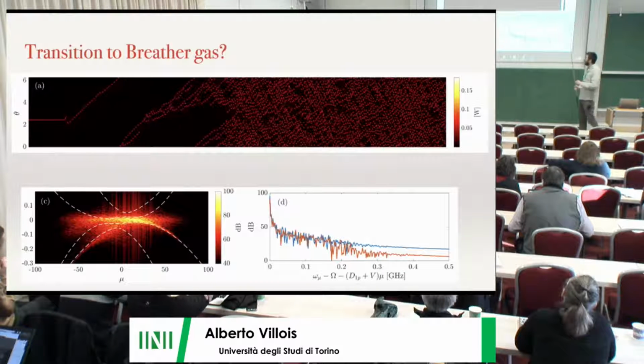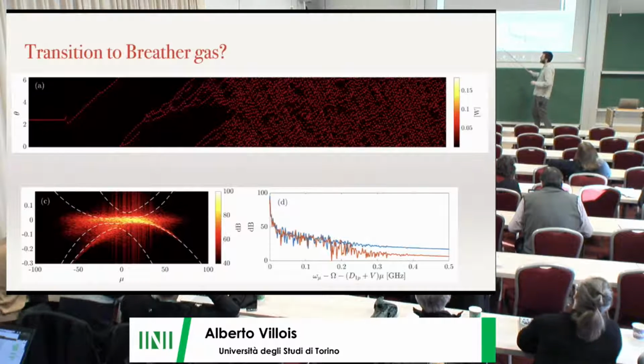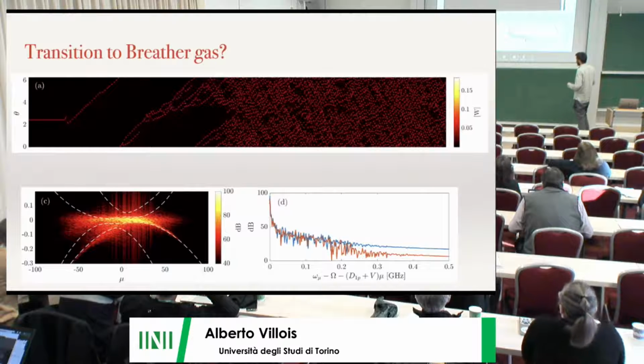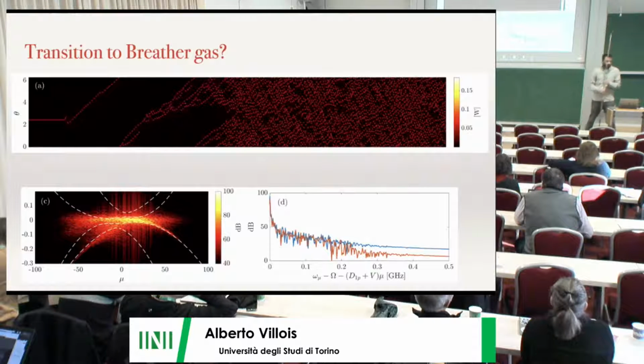I don't know whether it's correct to call it a breather gas. This is the same plot, the same Fourier transform in space and time, for a window taken after the simulation becomes stationary and stable.